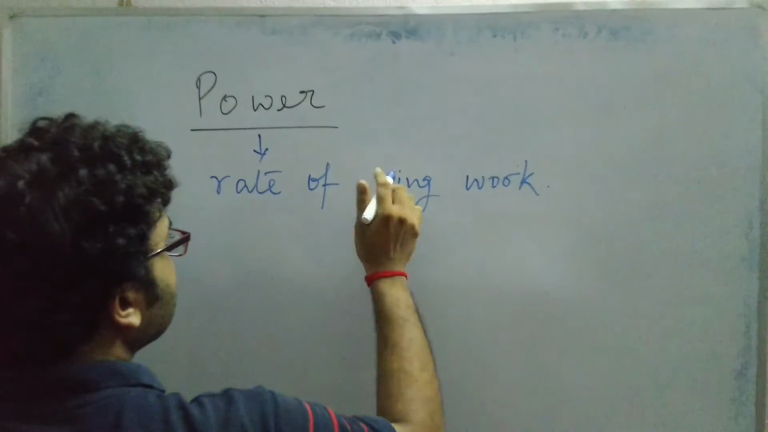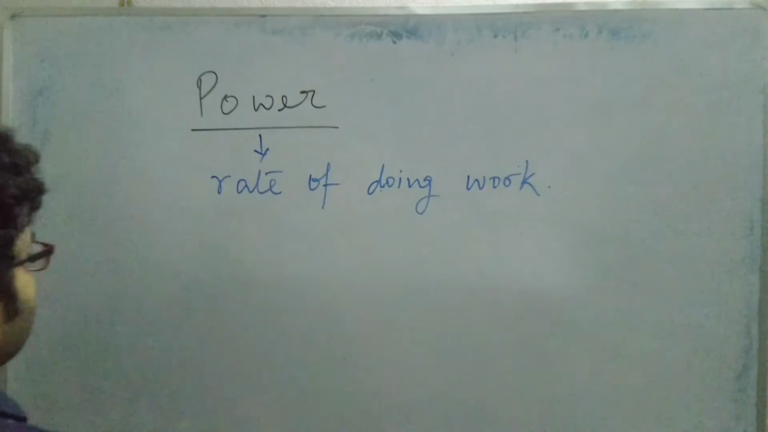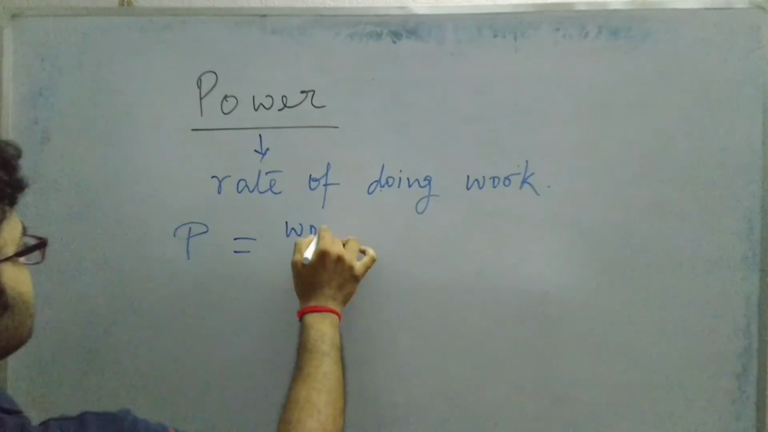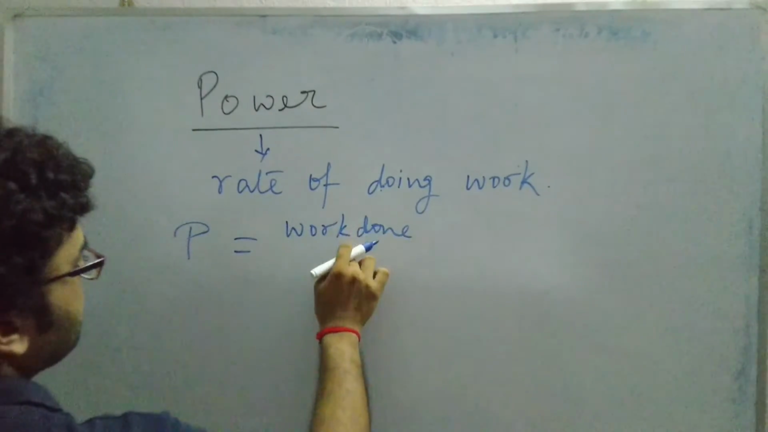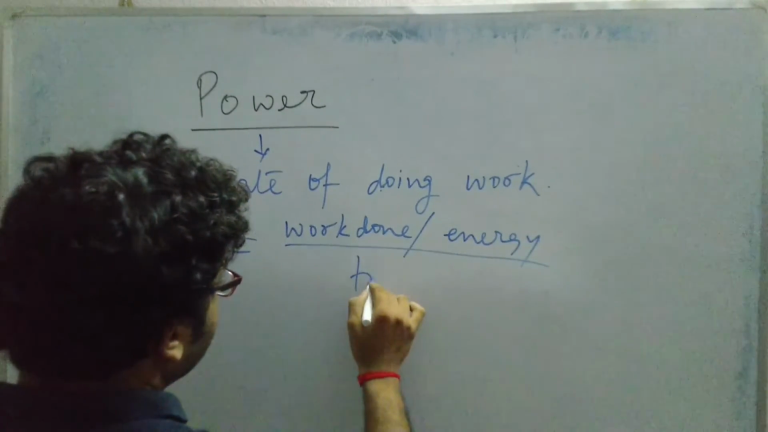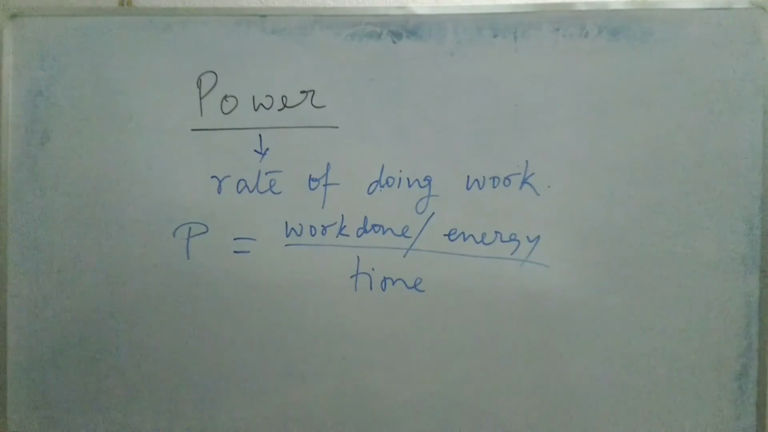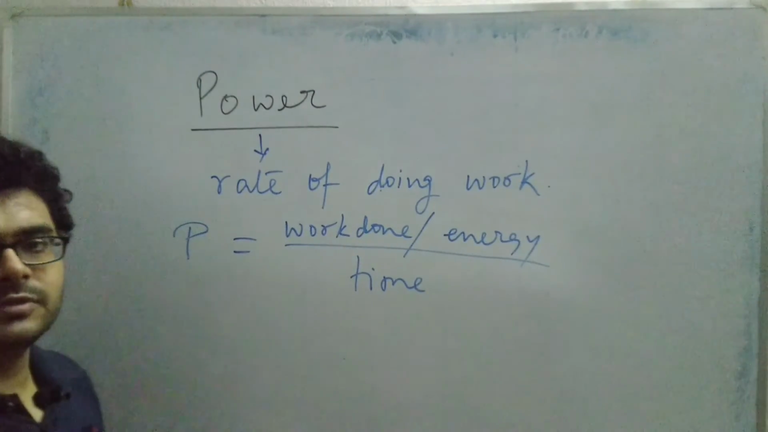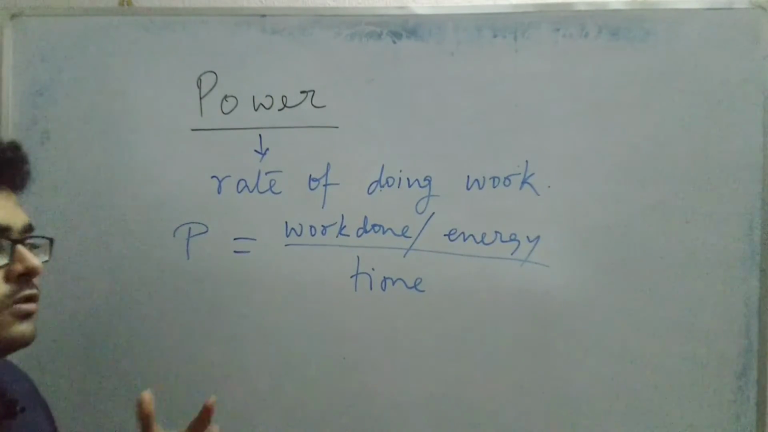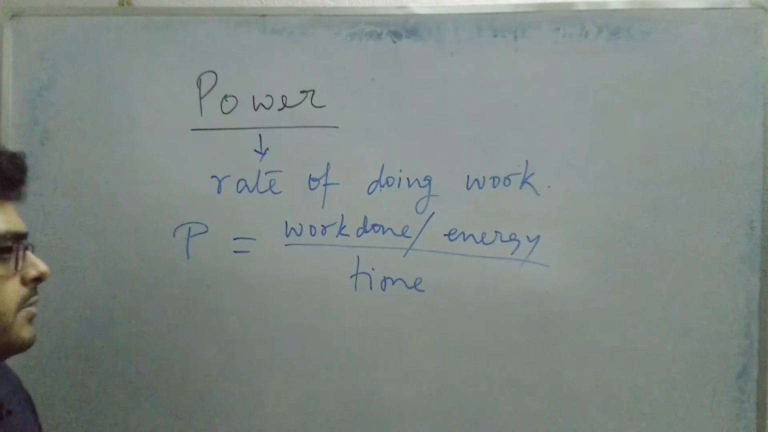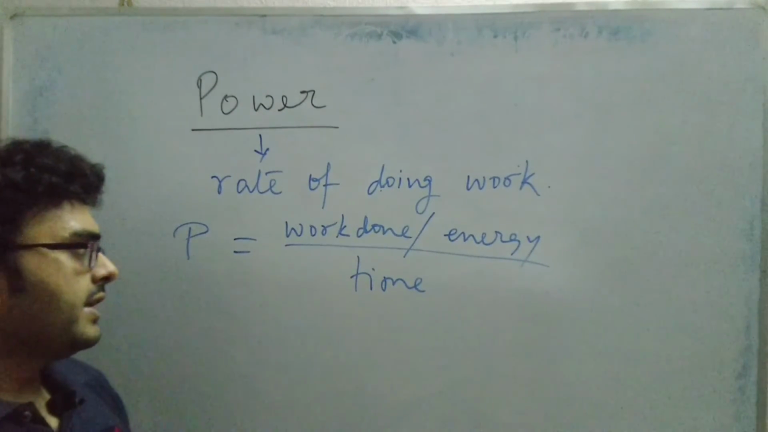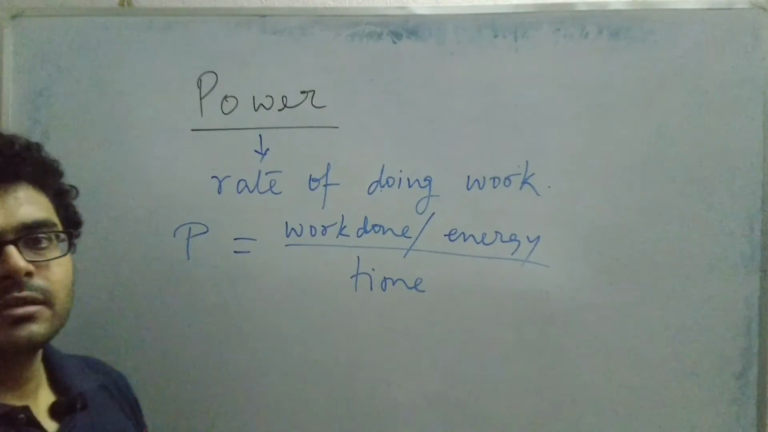So how can you mathematically define power? If I consider P as the symbol of power, then power is the work done or the energy gained by a body in a certain time. When we say rate of doing work, it means the time within which the work is being done. And as work done and energy are two equivalent terms, we can also define power as energy by time. So the rate of doing work is termed as power.